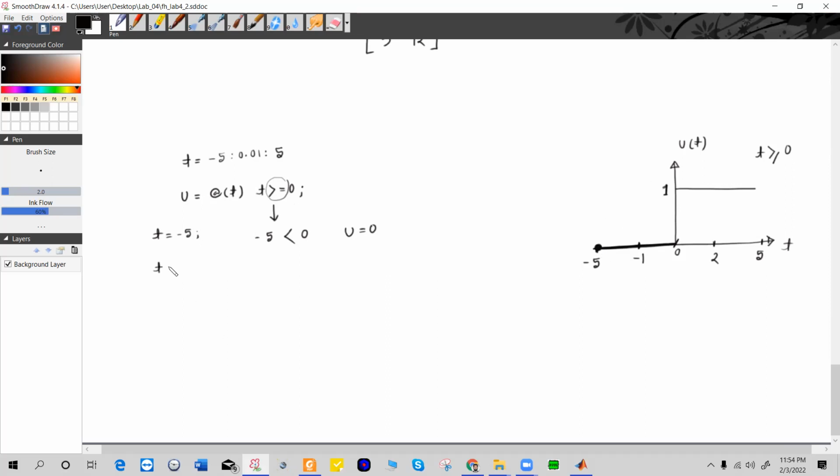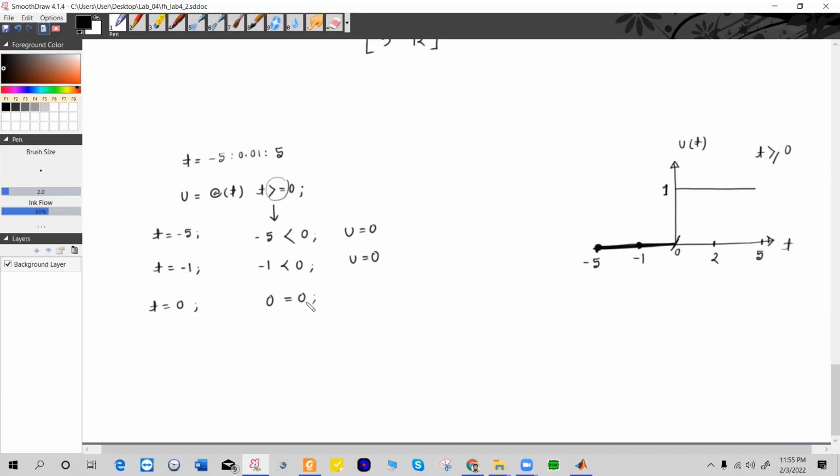Similarly, when time t is equal to -1, -1 is less than 0, so this condition is false. As this condition is false, u will be equal to 0. That's why you can see u is equal to 0. So for all the cases, whenever time t is less than 0, this condition will be false and u will be equal to 0. Now, when time t is equal to 0, then 0 is equal to 0.